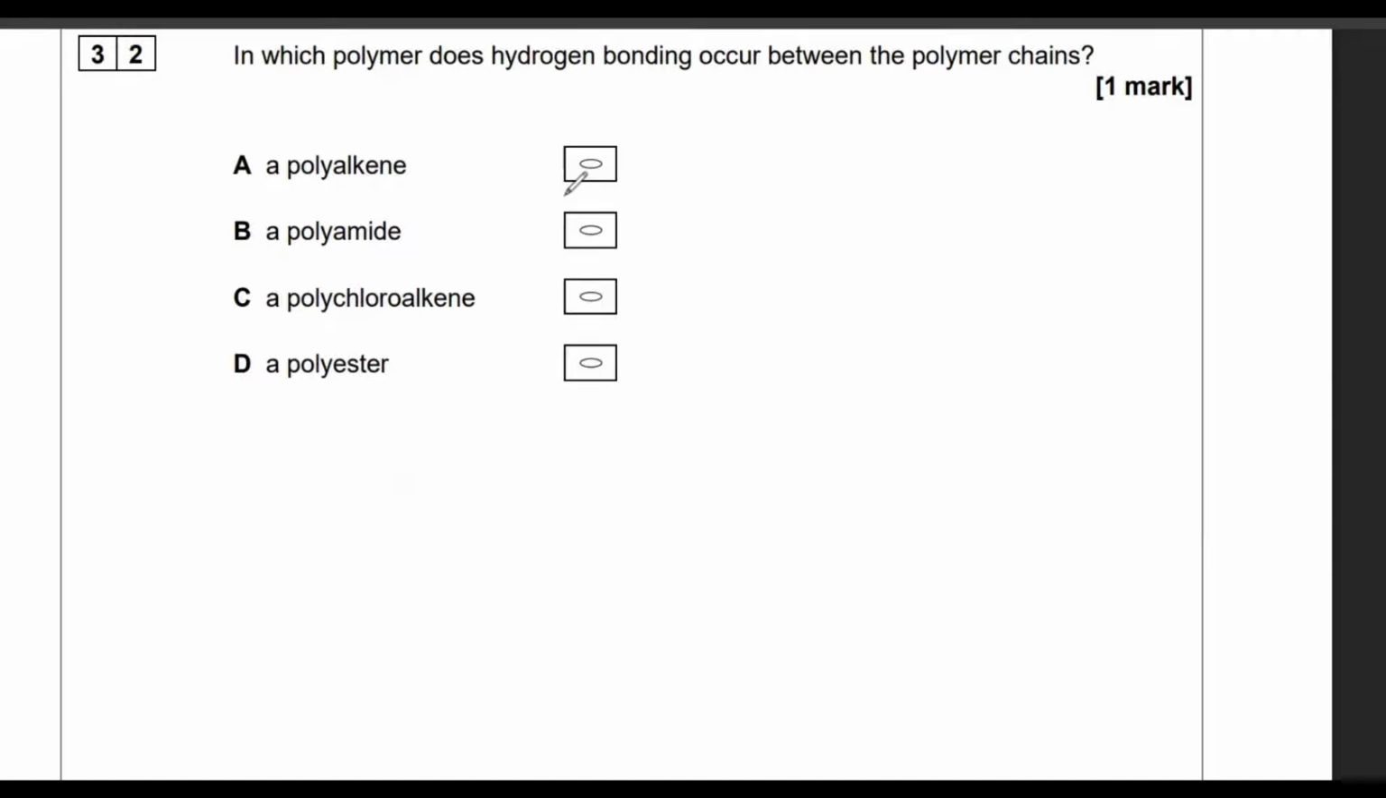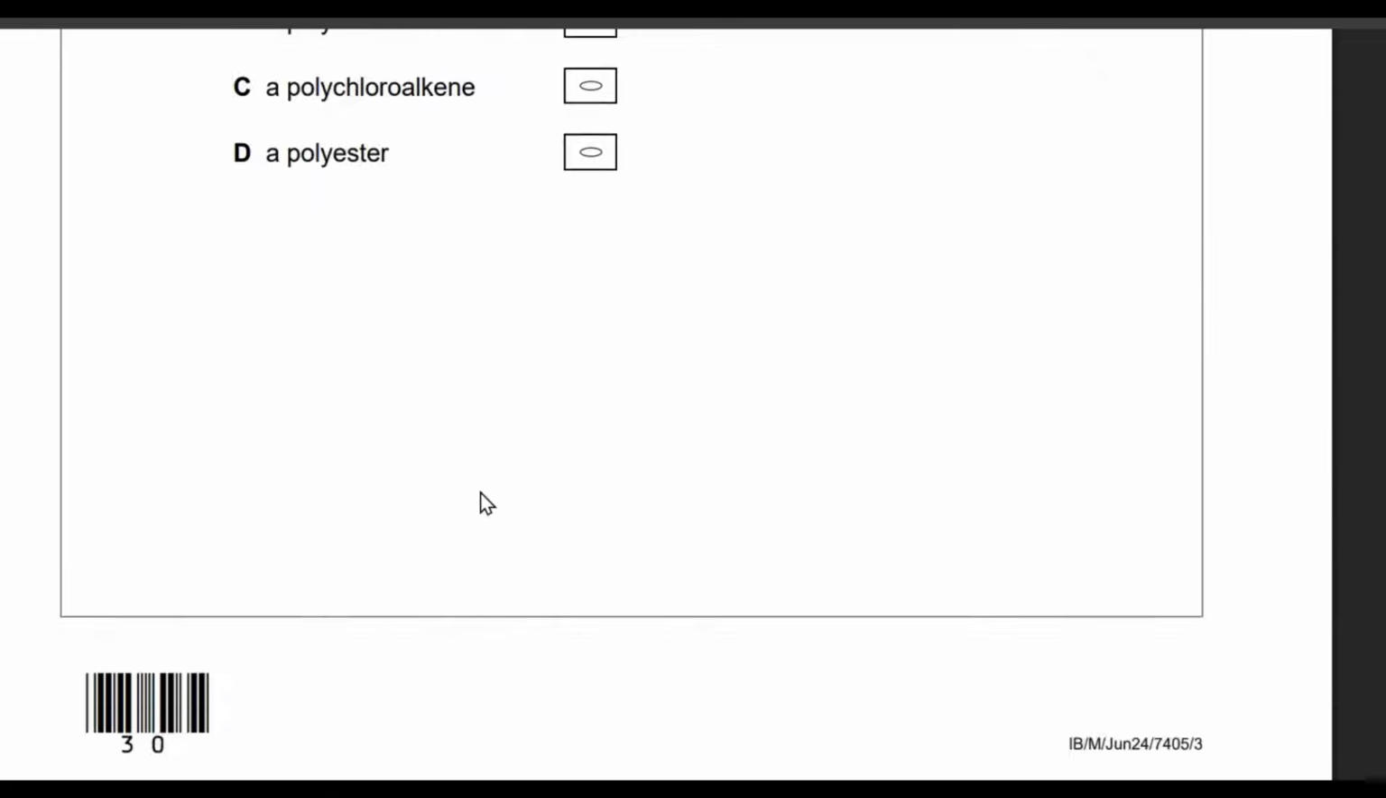In which polymer does hydrogen bonding occur between the polymer chains? Well, not the polyalkene. There's no dipoles there. You're going to get hydrogen bonding with the polyamide because you've got nitrogen, oxygen, and hydrogen all getting together to make hydrogen bonding. Okay.